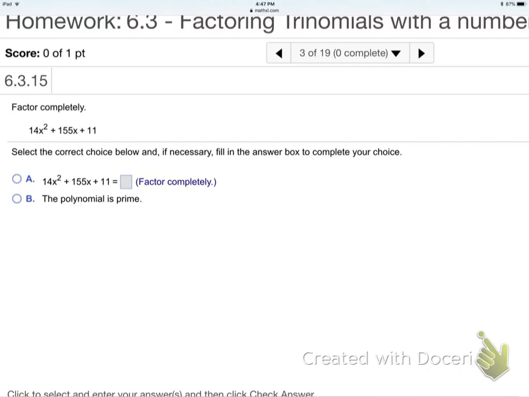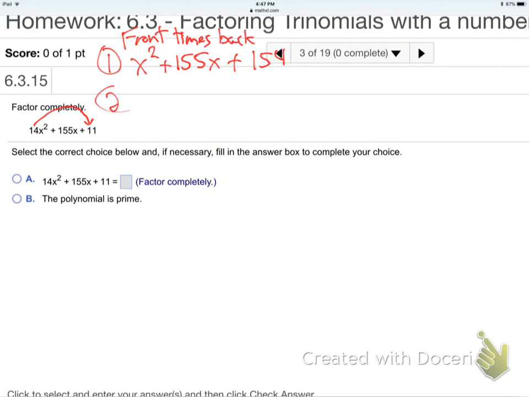Okay, so the method we're showing, step 1, is to multiply the front to the back. So that'll be x squared plus 155x plus, and then what is 14 times 11? Let me erase that and figure it out on my calculator. It is 154. Okay, that's step 1, front times back.